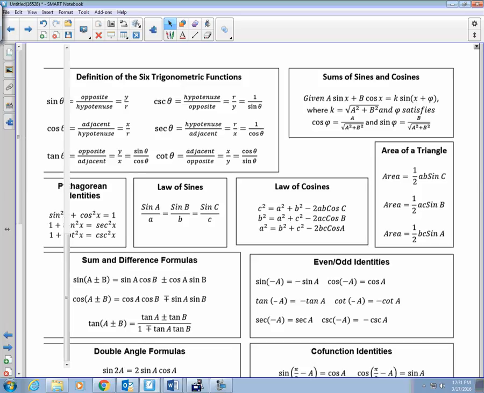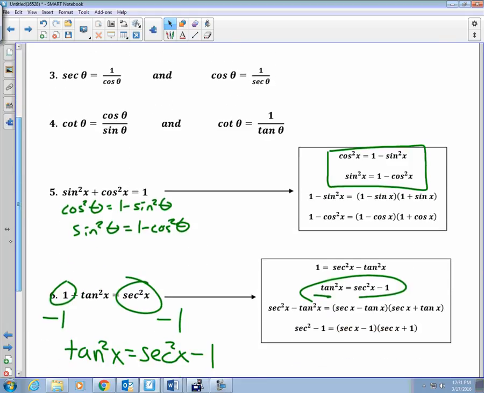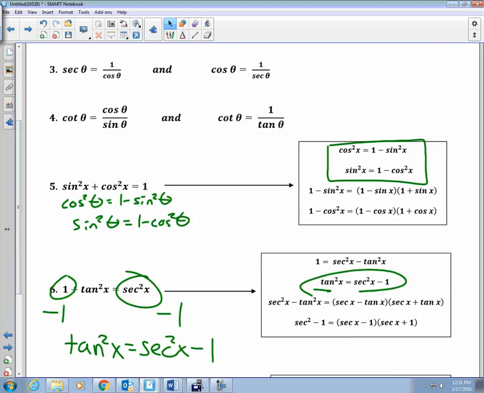So what we want to do is focus on this page today, and you need to know that tangent is sine over cosine. Did you know that cosecant is 1 over sine? Did you know that secant is 1 over cosine? And did you know that cotangent is cosine over sine? What's nice to know is that all trigonometric functions can be written in terms of sine or cosine. We're going to use that to our advantage, okay?